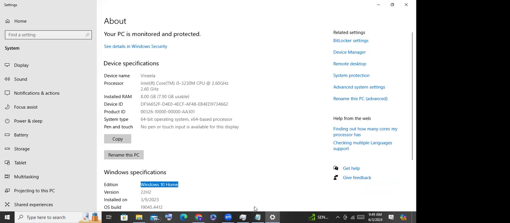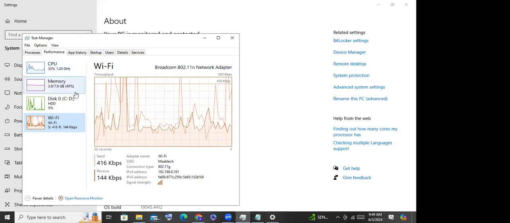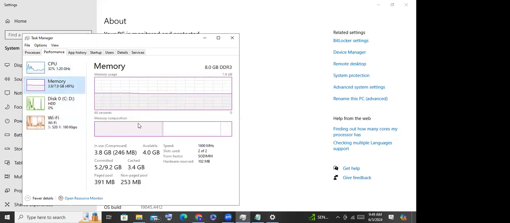Now, guys, I would also be able to find some of the properties over here. So what is the RAM? 8 GB RAM, 7.9 GB usable. I'm already using 3.8 GB and I have approximately 4 more GB remaining.